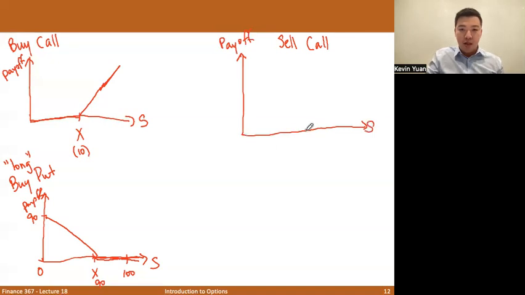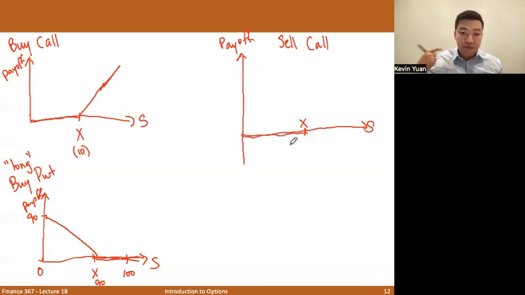Let's say we have a strike price here. Now, if the stock price is below the strike price, what's going to end up happening is the option's not going to get executed, right? Because why would they buy the stock at a strike price of X when they can get a better deal on the market at X? So if you're selling a call option, your payoffs are going to be 0 leading up to the strike price.